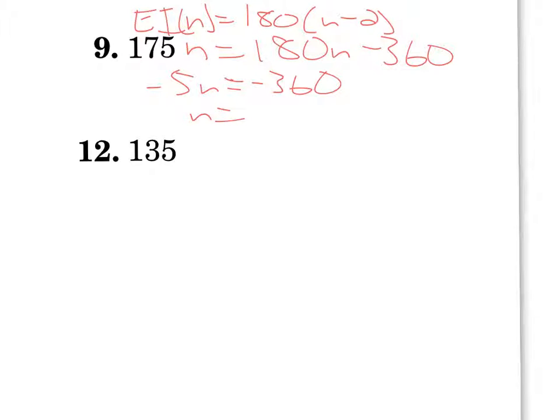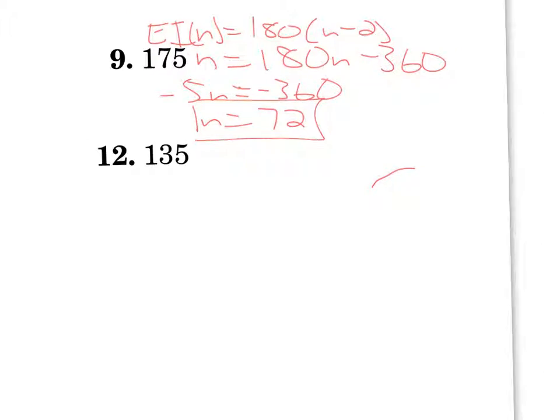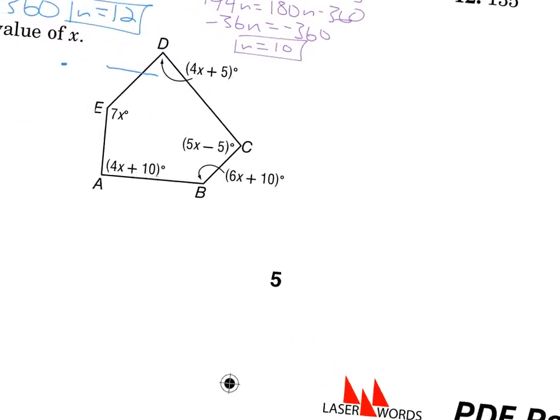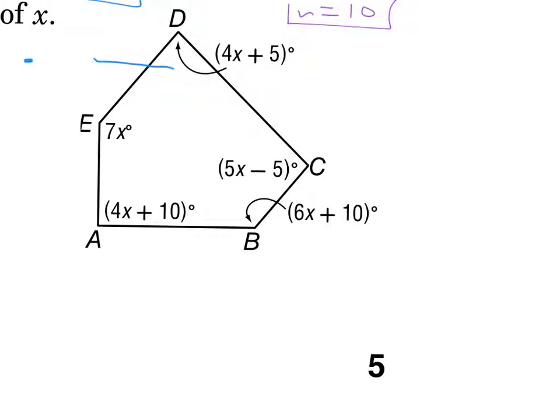Let's see. I should be able to do that in my little brain. Oh, it's 72. Duh. Okay, so the number of sides of that polygon is 72. Alright, now the last type of problem that you could get on this one. Right, something like this.